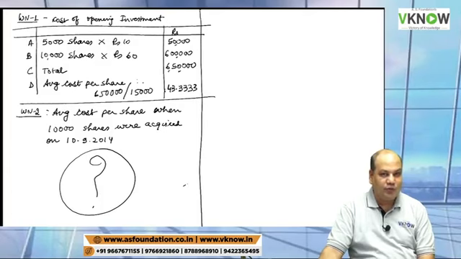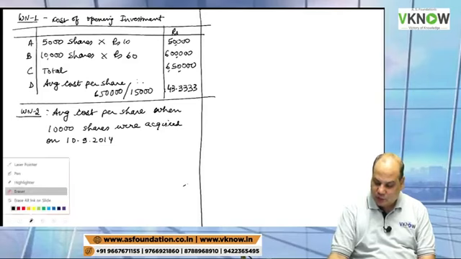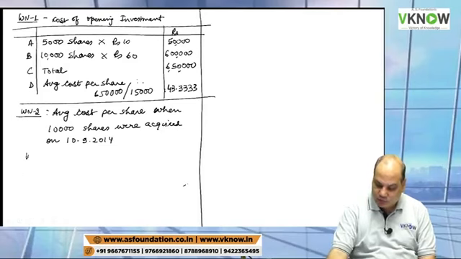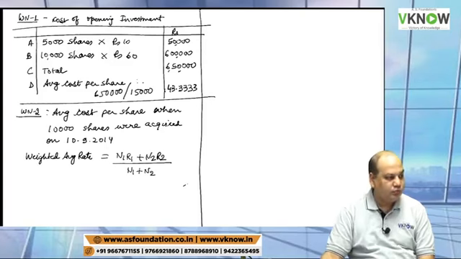What happened to all of you? Why are you not replying? To help you, I will give you the formula. Weighted average rate equals N1 R1 plus N2 R2 upon N1 plus N2.